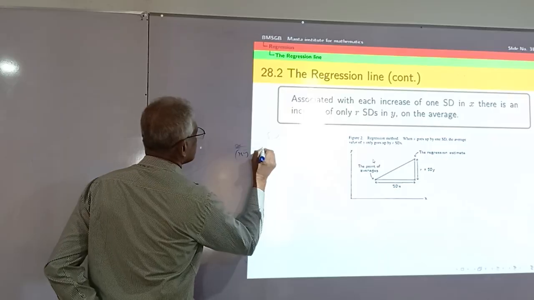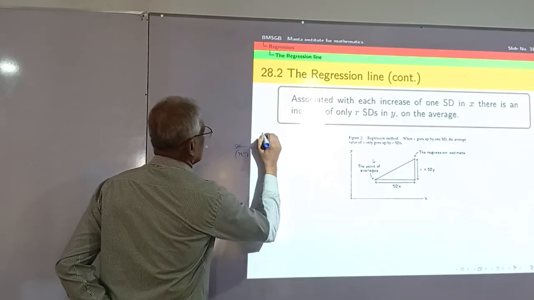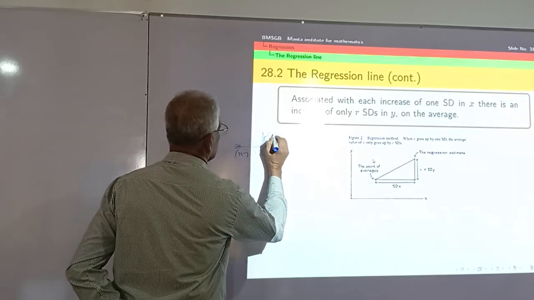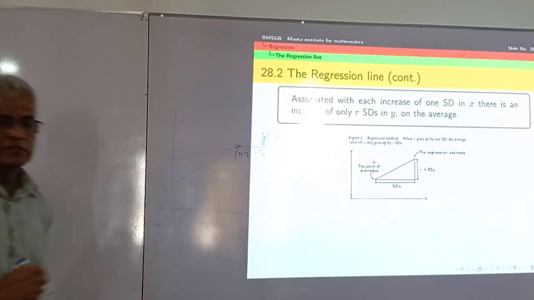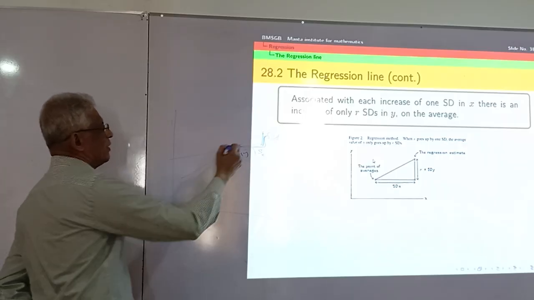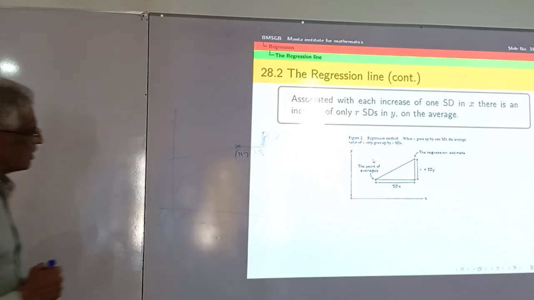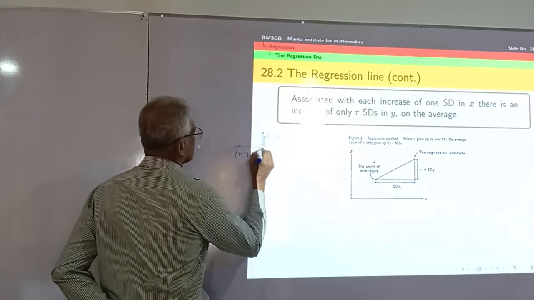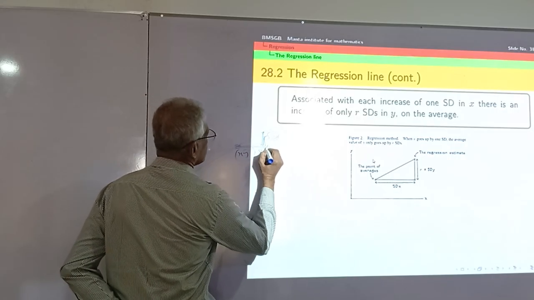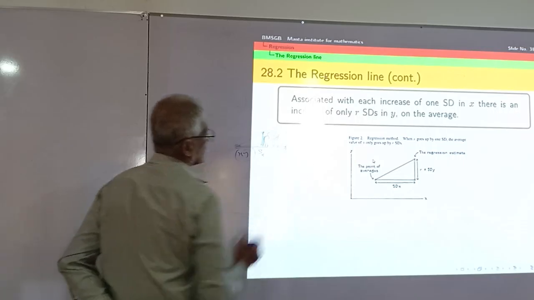SD line: if you increase x by s_x amount, the y value will be increased by s_y, right? That is what the SD line is. So you can easily get the SD line by connecting the average point and this point. But for the regression line, if you increase x by s_x amount, this height will be only r times s_y.